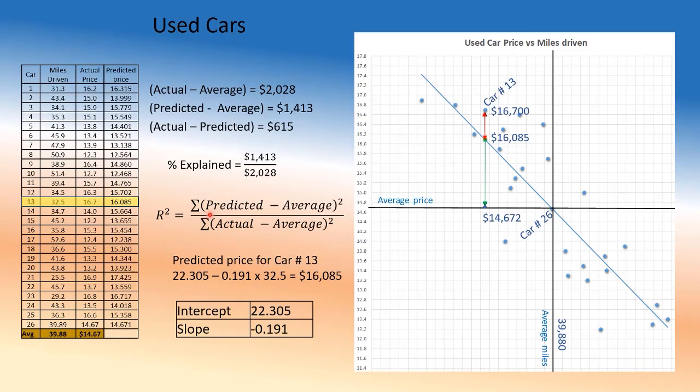Here, for instance, are our predicted prices. Again, we computed them using this formula here, intercept and slope, for each car. And the Excel file you can do on your own. You can compute each one, every one, and then go from there. So what R squared really is, is how much we explain versus what the total is.